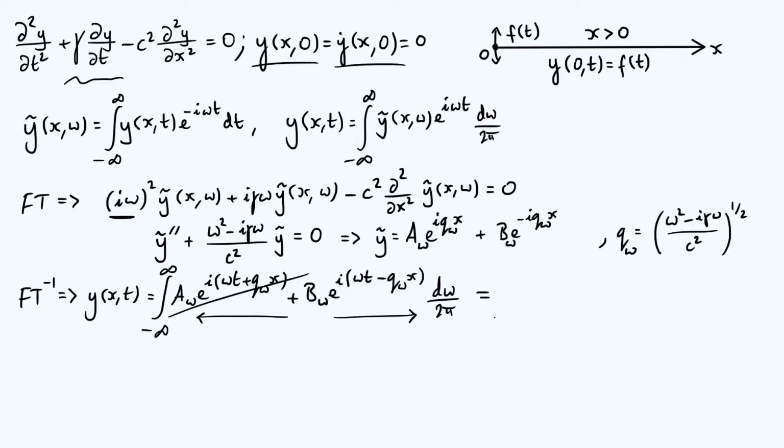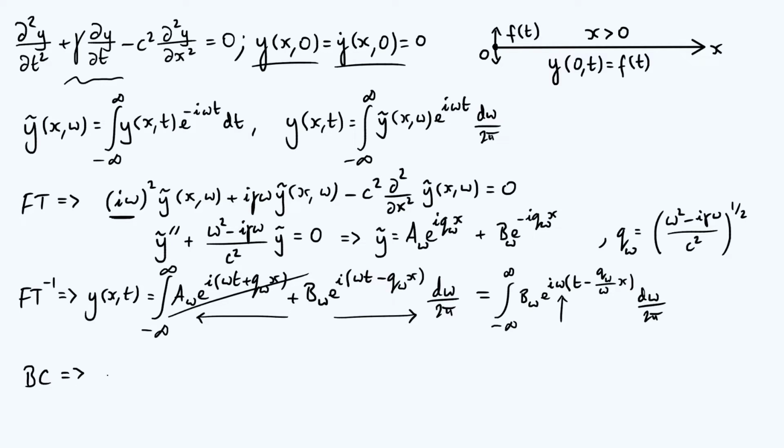And so that nicely simplifies to just an integral, again, over all values of omega of b_omega times e to the i. I'm going to do one more thing at this stage to rewrite the complex exponential. I'm going to factor out this omega and write i omega times (t minus q_omega divided by omega times x) d omega over 2 pi. The reason why I factored out that omega there is to make this look a little bit more like an inverse Fourier transform. Now we can find out something interesting about this b_omega coefficient by applying our boundary condition.